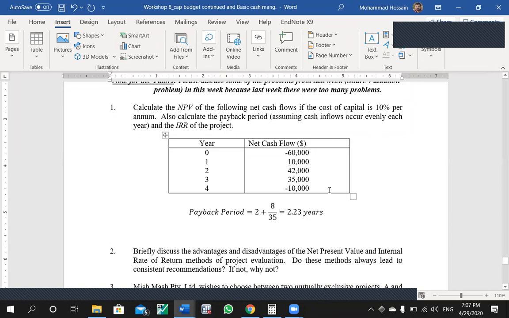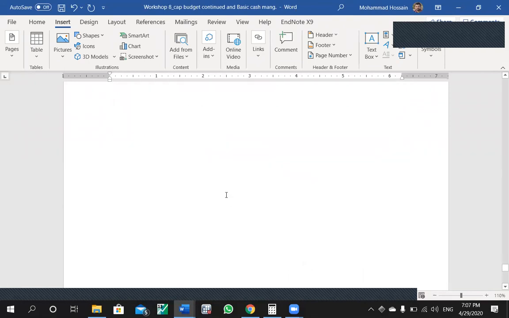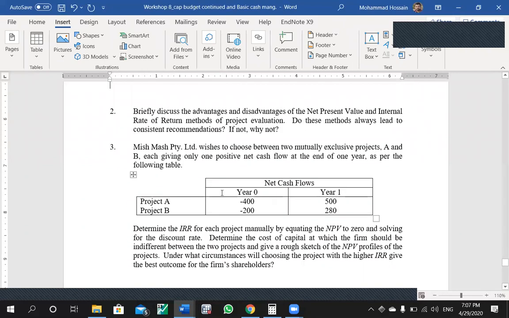If I actually do these things, to be honest, one question will take me the whole day. I actually will do net present value, internal database. Okay, number 2, 3 is mishmash. So how big is mishmash?